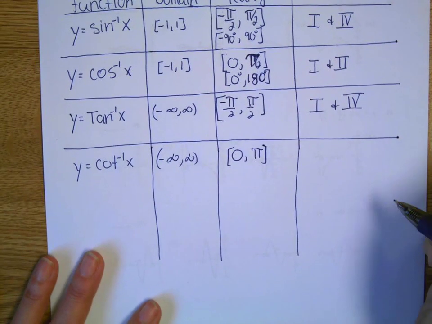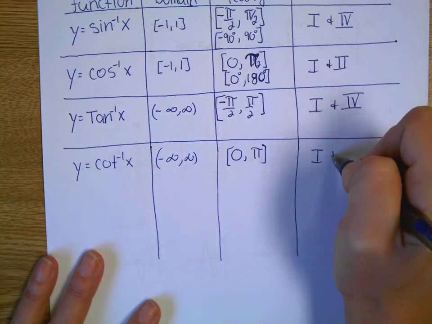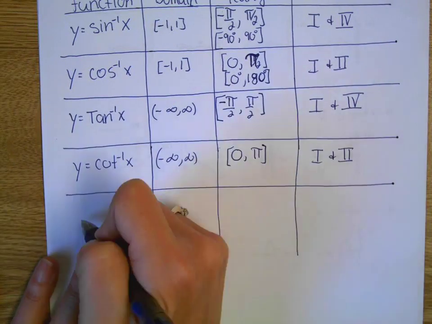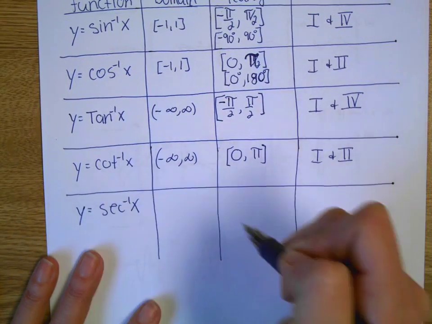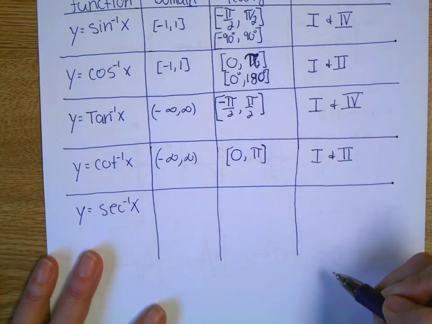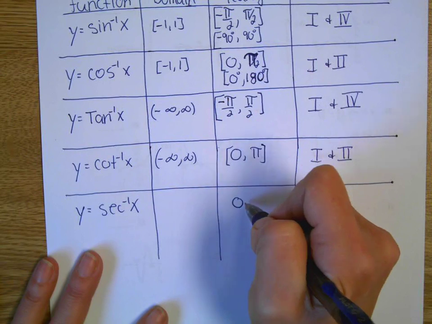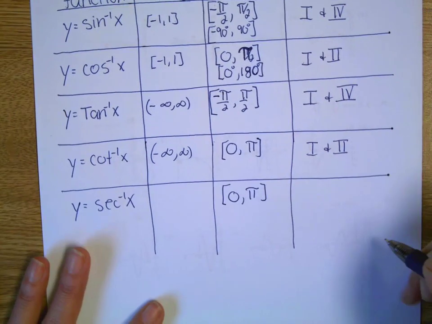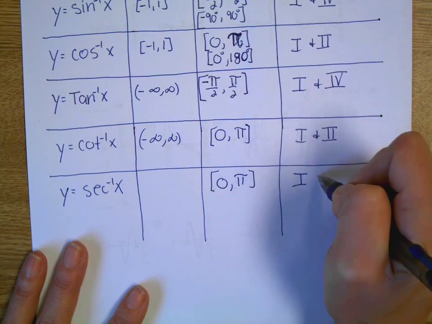What two quadrants are we going to look at? 1 and 2. And then inverse secant. I don't care about the domain. I'm not going to write it down because it's obnoxious. 0 to pi, which means quadrants 1 and 2. You'll see how easy this is once we get this down.